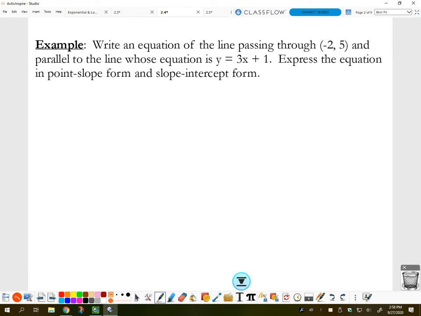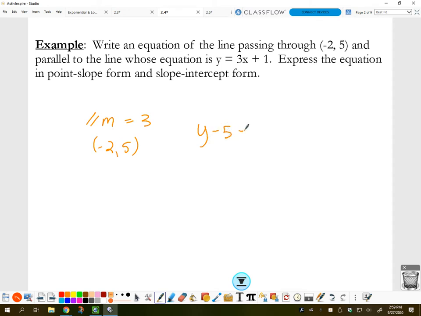Alright, so they want us to write the equation of a line that goes through the point (-2, 5) and is parallel to this equation. Well, if this line has a slope of 3, then my parallel slope is also 3. And so then they also gave us a point. They asked us for point slope form and slope intercept form. Well, point slope form is where I have to start anyway.